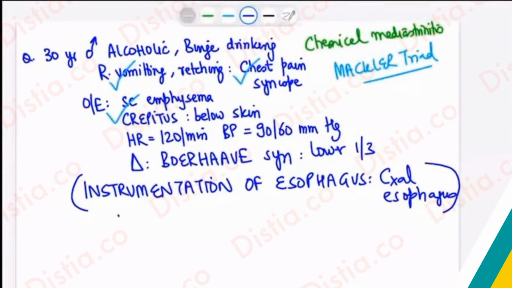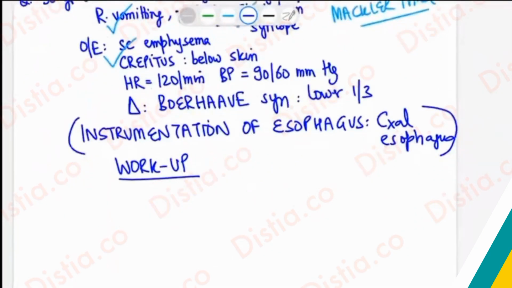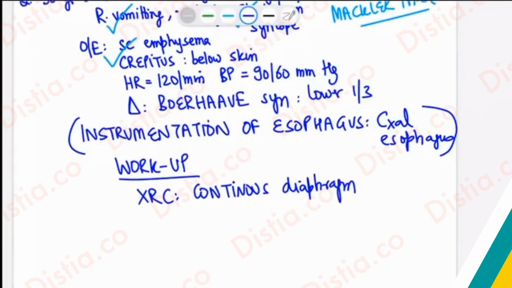Now I come to the main agenda, why I'm talking about it. He will rather not ask you the diagnosis, but will say, what is the main test for diagnosis of this condition? If you do an X-ray chest in this guy, you will definitely be able to get a continuous diaphragm sign. That's a standard radiological finding of pneumomediastinum. But the point is you need to demonstrate the tear, and the chemical mediastinitis component.